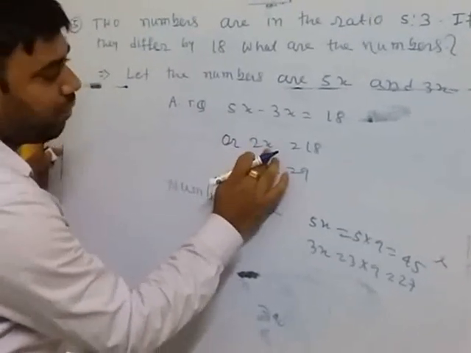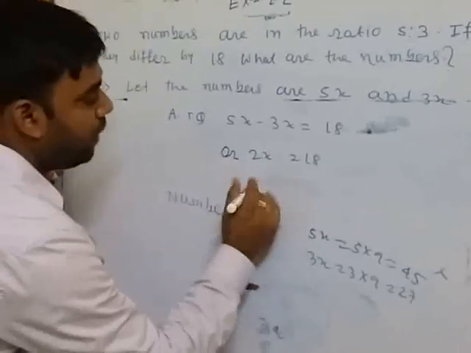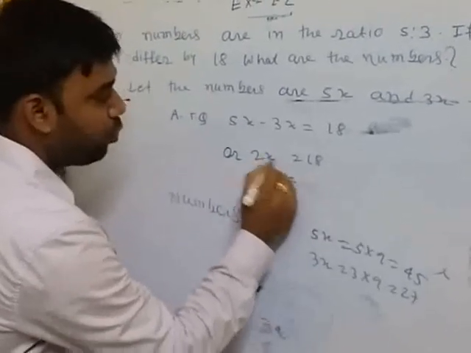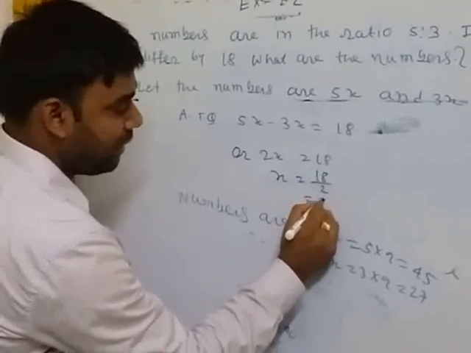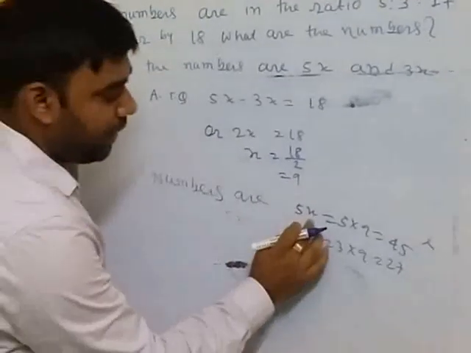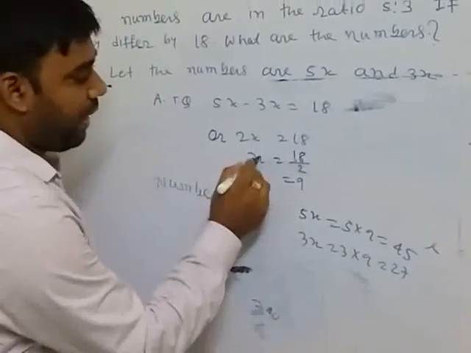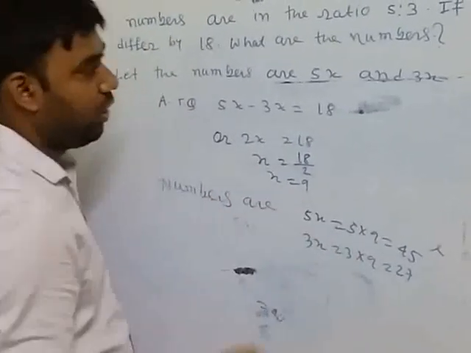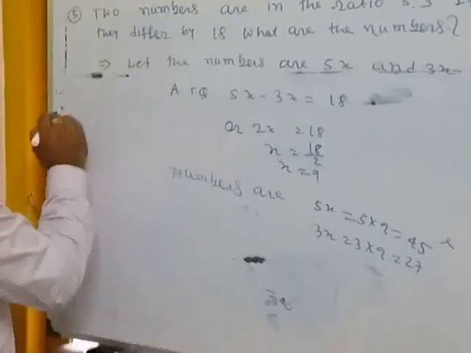Okay. 2 is multiplied with the x. So next line will be x equal to, if 2 changes its side, it will be 18 by 2, that is 9. So the numbers are 5x equal to 5 into 9, 45, 3x equal to 3 into 9, 27, and the value of x equal to 9. These two numbers are asked in the question.